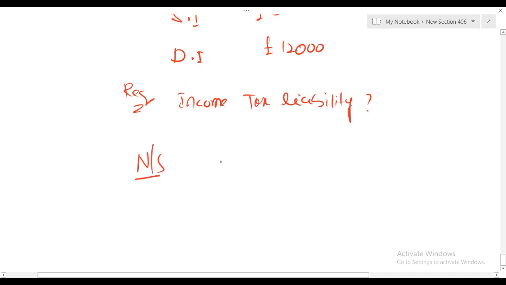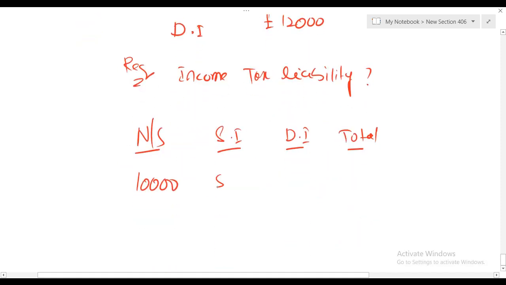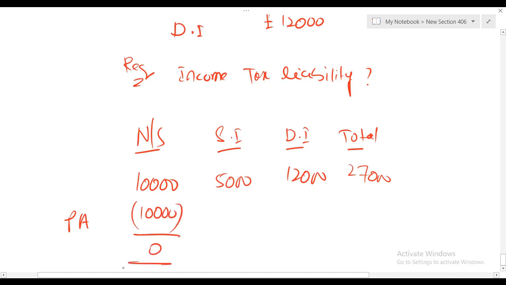Let's make columns: non-saving, saving, dividend income, and then total. Obviously, employment income is non-saving income. Saving income is simply interest income. And we have dividend of 12,000. So the total is 27,000. For personal allowance, first we need to deduct it from the non-saving income. Now listen carefully. We have deducted 10,000 from the non-saving income because the total income in non-saving is 10,000. 12,570 minus 10,000, I still have an unused personal allowance of 2,570.